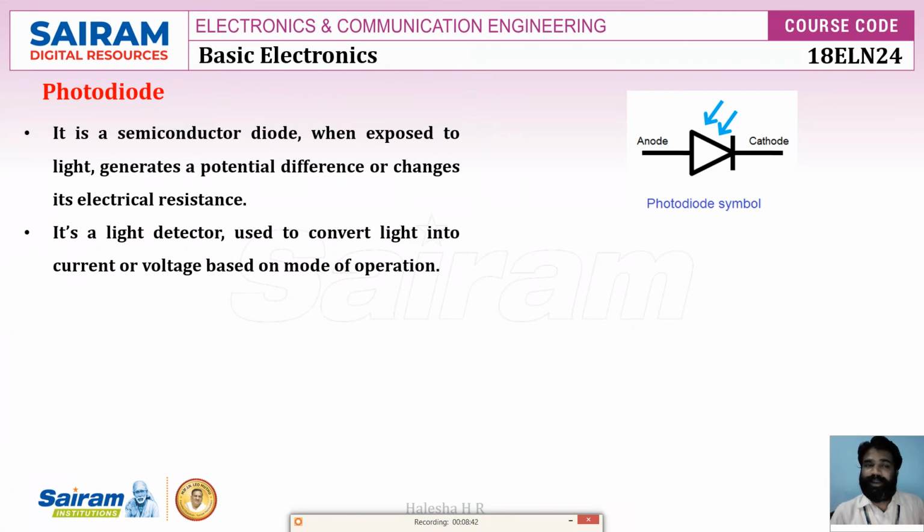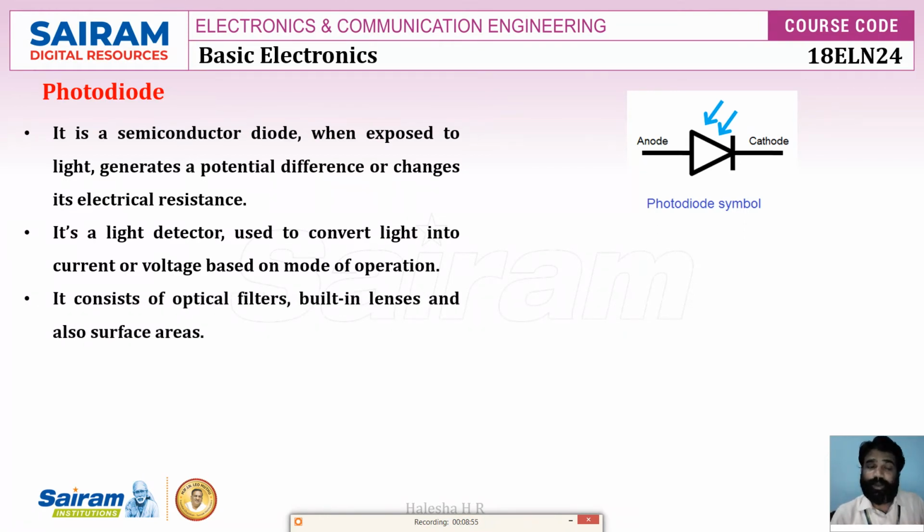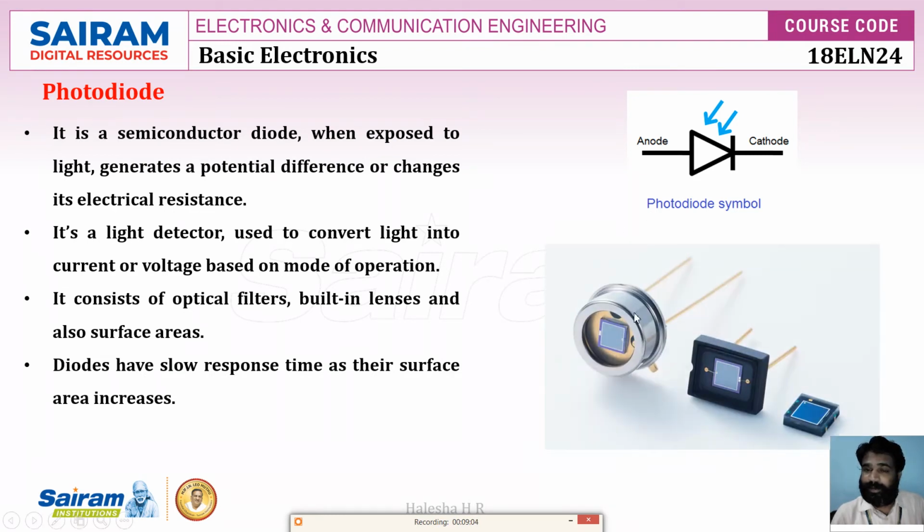Again, we call it a light detector, and it is used to convert light into current or voltage based on the mode of operation. That means it converts light into voltage or current. So it consists of optical filters, built-in lenses, and also a surface area. Photodiodes have a slow response time. So these are practical diodes. This is called a lens or window. What is a lens or window? This one. These are the different practical photodiodes.